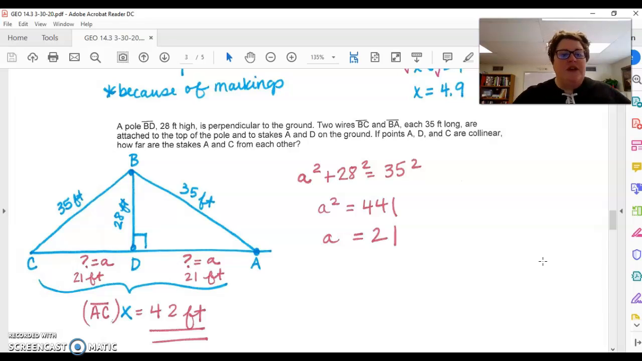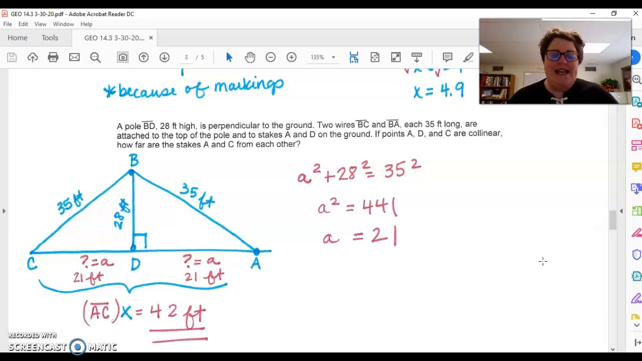Okay, the word problem. A pole BD, 25 feet high, you can see it there in the center, is perpendicular to the ground. So remember, perpendicular, it comes down to a 90-degree angle. So two wires, so think about guide wires that come off electric poles or towers. So two wires, BC and BA, are 35 feet long and are attached to the top of the pole and two stakes, A and C, on the ground. It should be A and C on the ground.